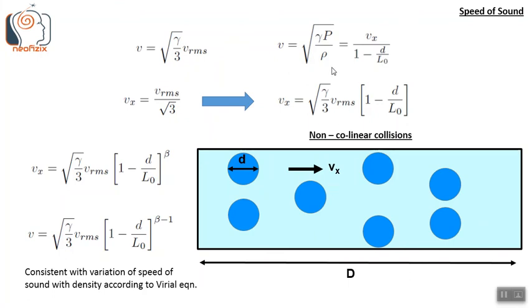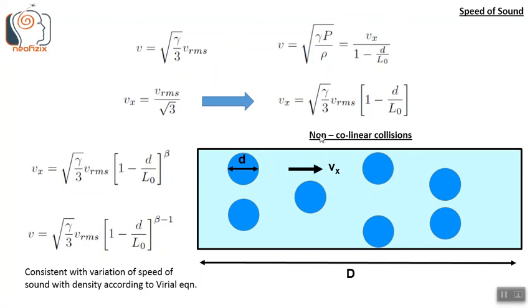But using this speed of sound equation that we have used here, we get Vx equals square root of gamma by 3 into VRMS, and we have this extra term, or extra factor, in the square bracket, 1 minus d by L naught, where d by L naught is the packing ratio. Basically this means that as the density of the gas increases, the velocity of the particles associated with the signal transfer drops. So whenever the signal is being transferred, the particles are moving with a certain velocity, and this effective signal transfer velocity drops because of higher density.